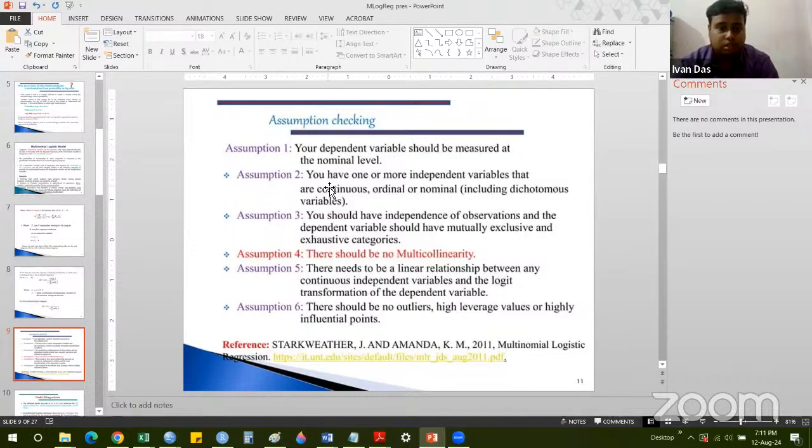Over here in the IVs, it can be a simple multinomial logit model or a multiple multinomial logit model, depending on whether you have only one IV or multiple IVs, like I showed you in the last class. Assumption 3: you need independence of observations, and the dependent variable categories should be mutually exclusive and exhaustive. As I told you, independence of observations will yield a better result. It will suit the model better, and whatever results you get, if the observations are independent, will be more reliable.